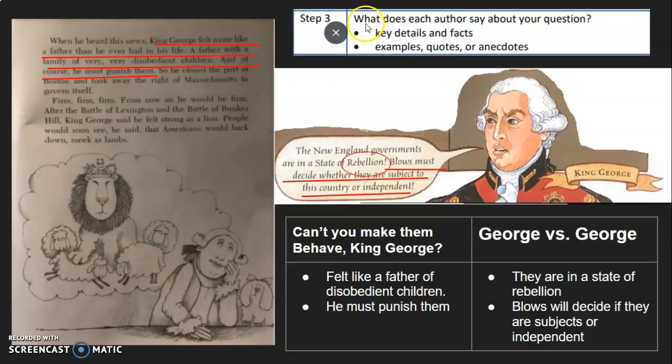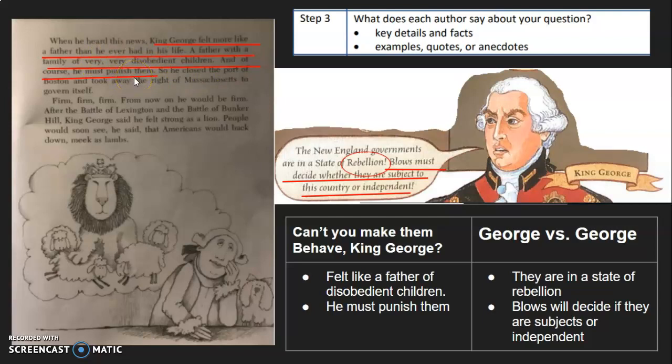In step 3, what does each author say about your question? I have to look at key details and facts, examples, quotes, or anecdotes. All right, I'm going to read. I have these quotes from page 33. King George felt more like a father than he ever had in his life. A father with a family of very, very disobedient children. And of course, he must punish them.